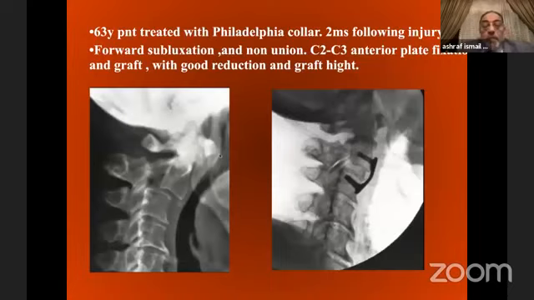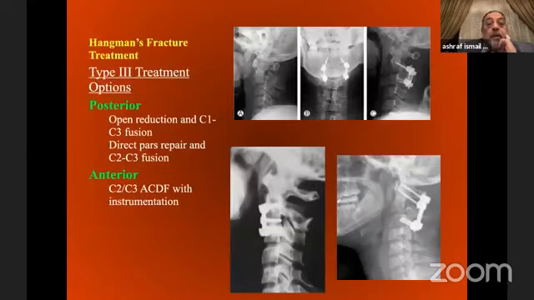Here is a case of ours, which was treated with a collar, and then after 2 months, after 8 weeks, it presented with this subluxation, with this spondylolisthesis, and was treated with anterior grafting and plating. Another case here, type 3.